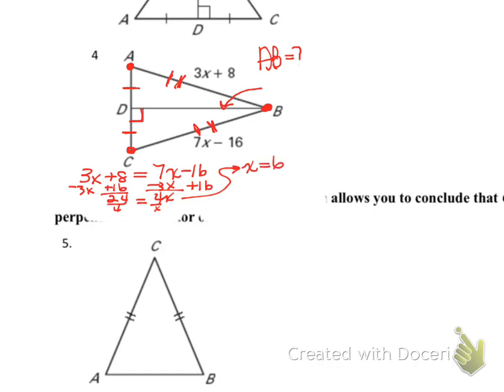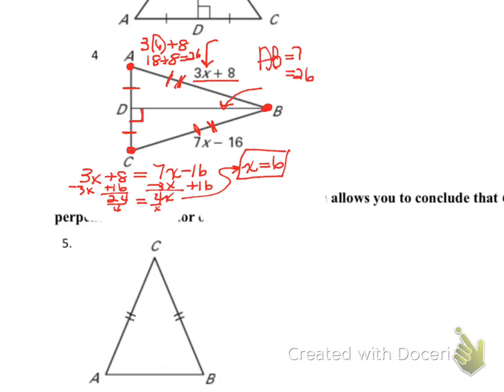All right, now they have not asked me what x is. So if I stop there, I'm not going to get this question correct. I need to take my x of 6, find my AB, and it's right here, and plug in the 6 for the x. So AB is going to equal 3 times 6 plus 8. 3 times 6 is 18. 18 plus 8 more gives me 26. So my answer is that AB equals 26.